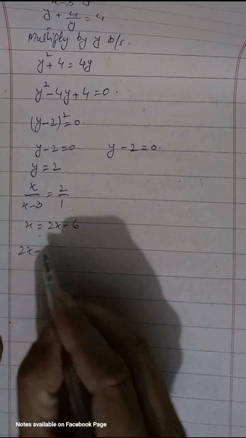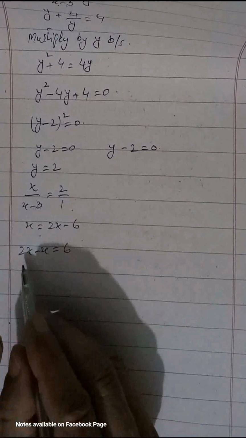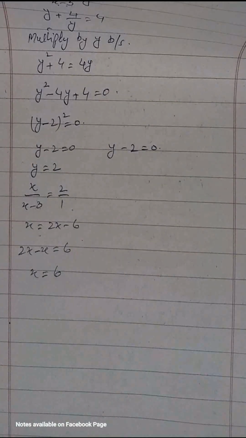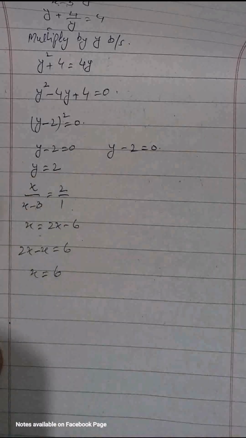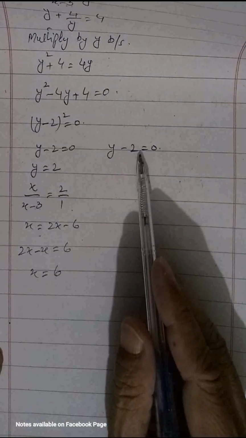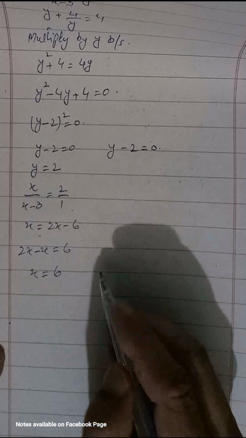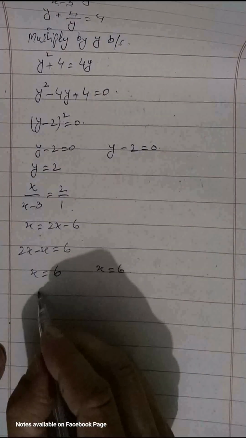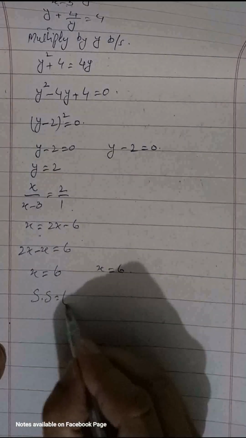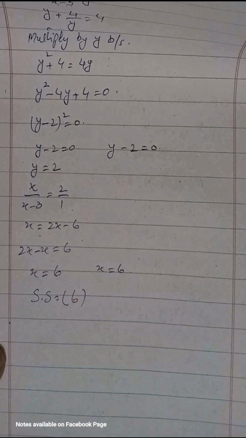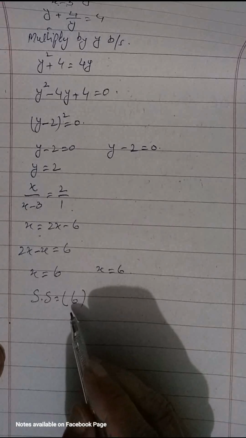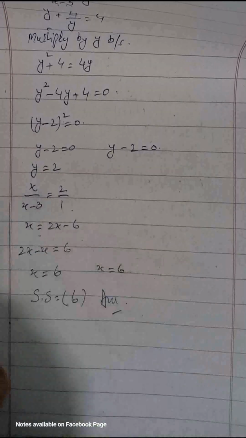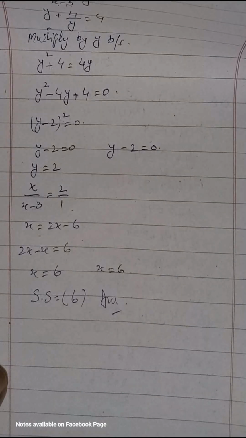We get 2x minus x is equal to 6, x is equal to 6. And the other value, x minus 5 also, its value is also x is equal to 6. So the solution set, in both the ways, the solution set of value is x is equal to 6, and it is our answer.